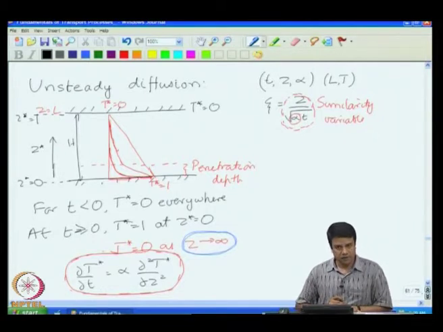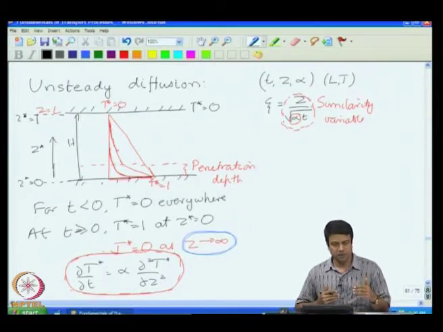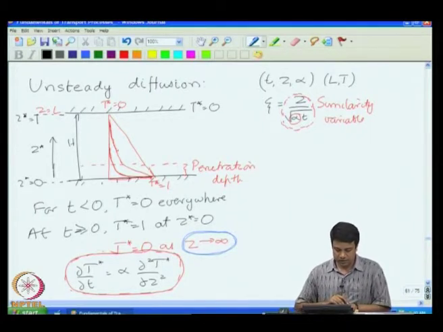Okay. So, and then we looked at the unsteady diffusion. Of course, at steady state, if you keep a temperature difference between two surfaces, in the final steady state the solution is just a linear profile. We got that in terms of the scaled variables: T star is equal to 1 at z equal to 0 and T star is equal to 0 at z equal to 1.